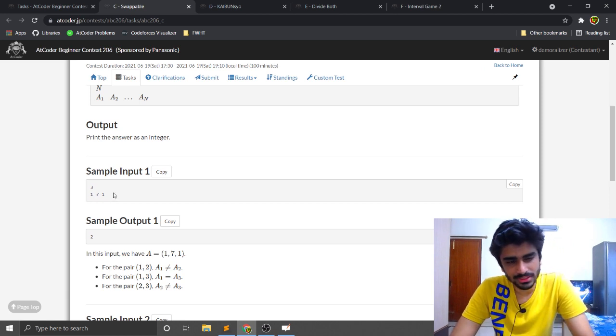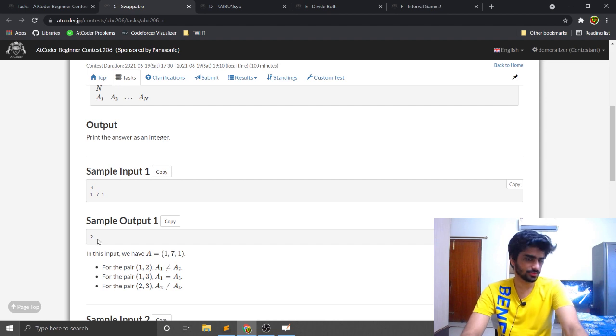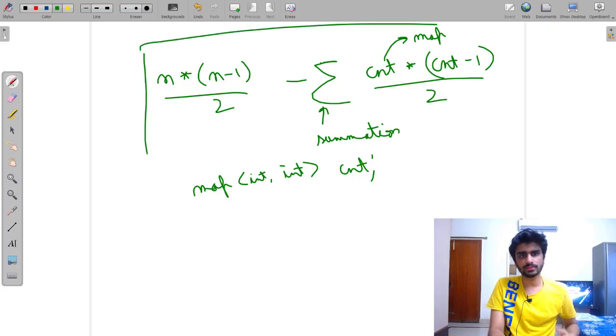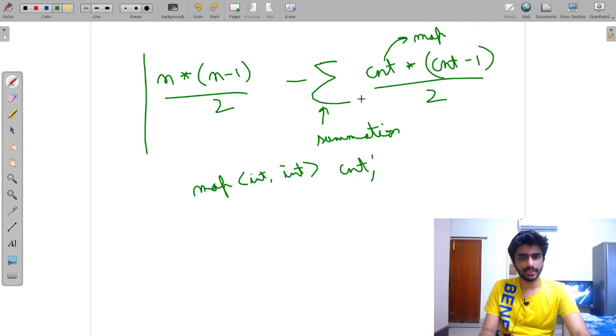So 3C2 is 3, 1C2 is 0, and 2C2 is 1. So 3 minus 1 is 2. Yeah, so this would work. This is the formula, and this would work.